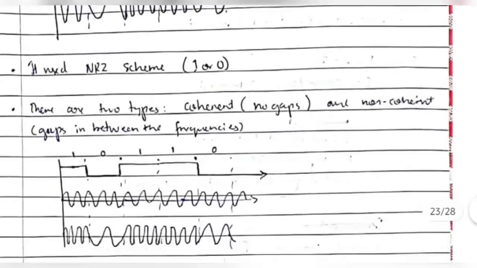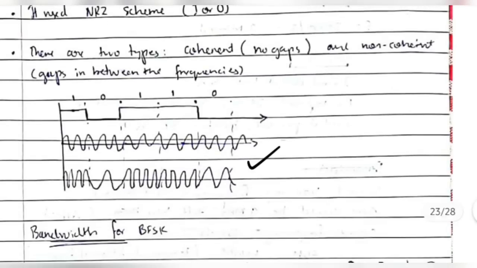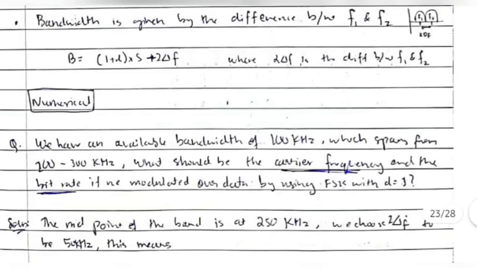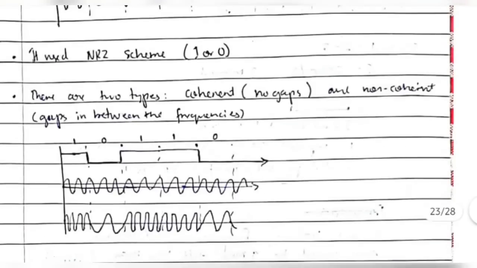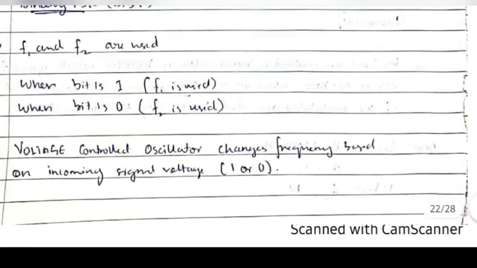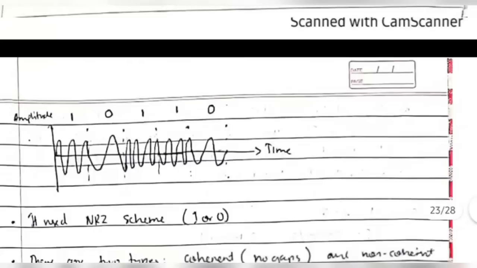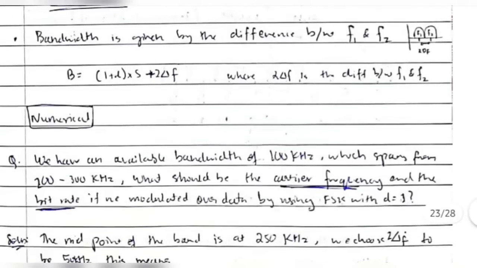Okay, so in that we will represent the given signal. Coming to the numerical part, you have to remember this formula. It's the same as the previous one, but here we will have 2 delta F. Delta F is nothing but the difference between two frequencies, F2 minus F1. That is delta F, and we'll be adding that to the main formula.